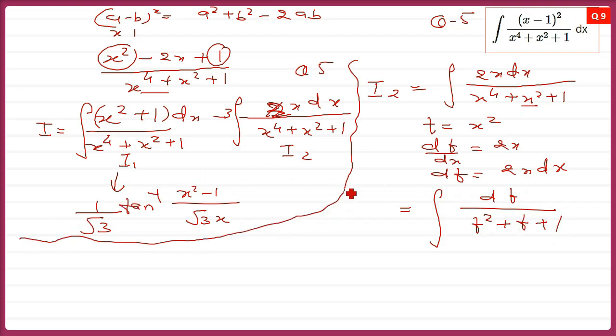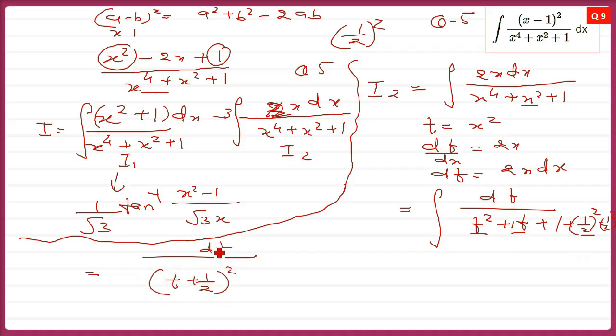Just to make this t square plus t plus 1 a perfect square. t has the coefficient as 1, so we take 1 by 2, divide it by 2, square it, add it and subtract it. So this half square will be subtracted and added. So t square plus t plus half square plus 1 minus half square. This can be taken as t plus half whole square. So this has become a perfect square now.